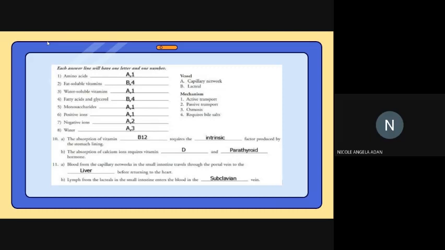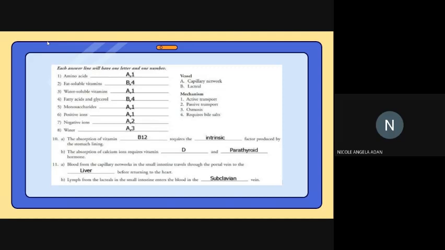For 9, number 5, monosaccharides, our answer is active transport, number 1. For 9, number 6, positive ions, our answer is active transport, number 1. For 9, number 7, our answer is number 4, requires bile salts. For 9, number 8, water, our answer is number 3, osmosis.